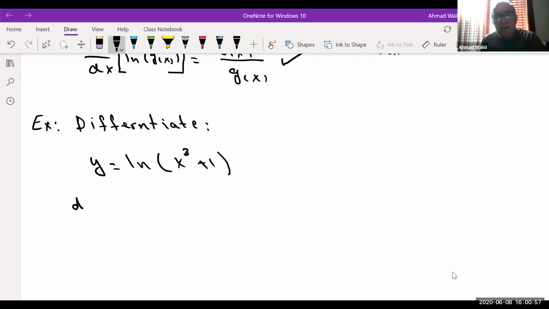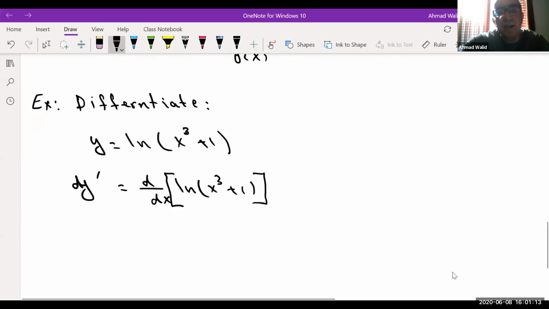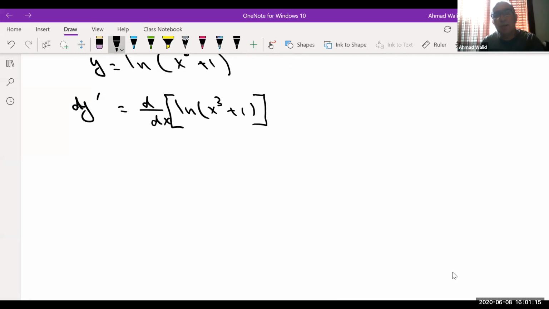To find y prime equals d over dx of ln of x cubed plus 1. Now I'll use the rule that I just explained for you. My u is x cubed plus 1. Then du over dx will be 3x squared.